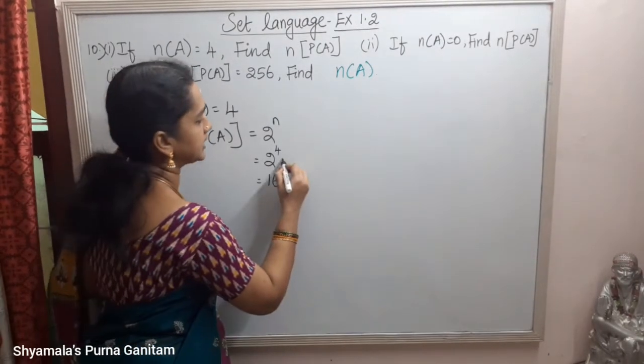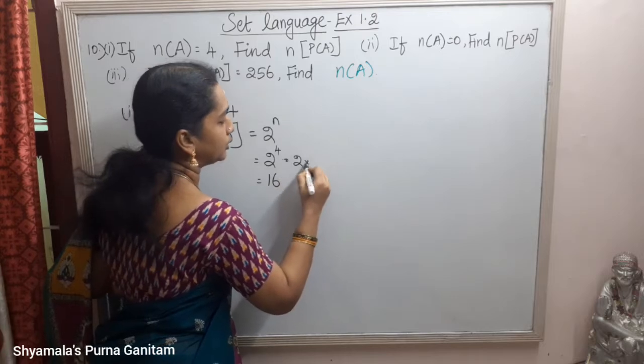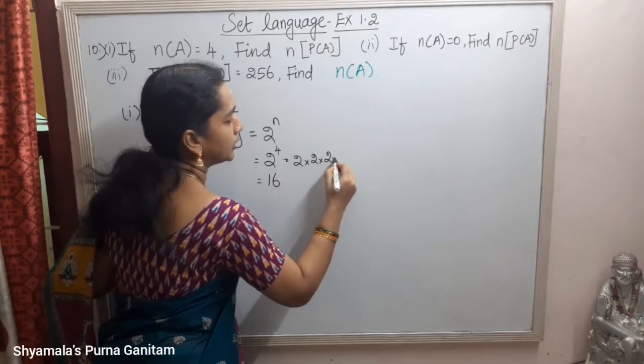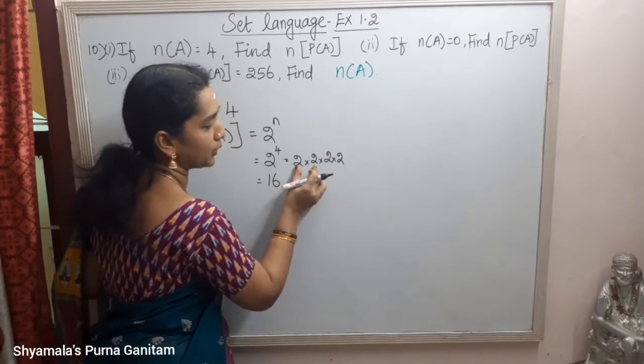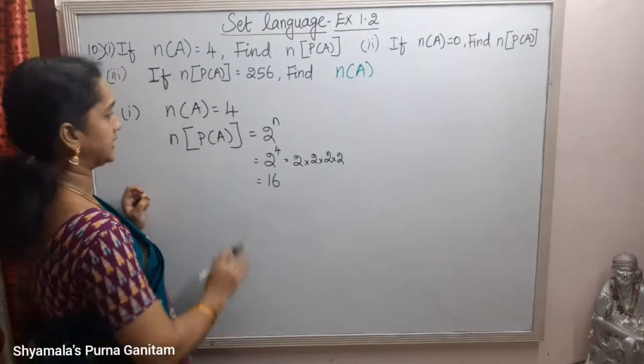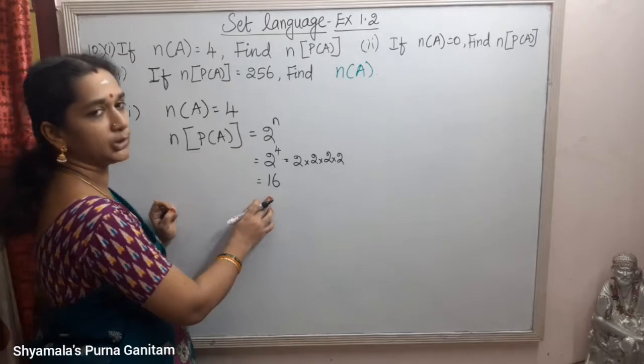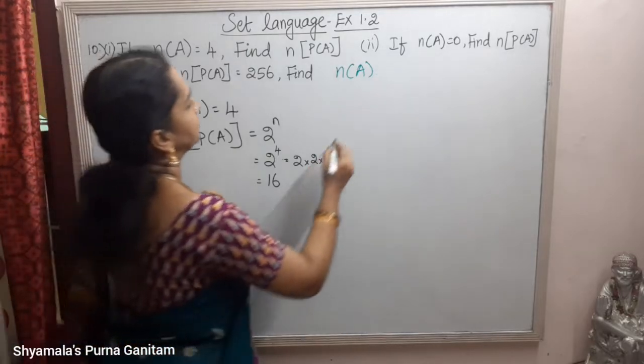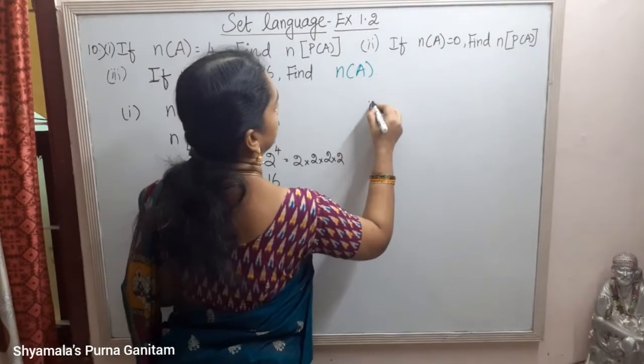So that means 2 into 2 into 2 into 2. 2 2s are 4, here 2 2s are 4, 4 4s are 16. 16 is the answer. So n of P of A value is 16 here. Then the next one is the second sum.